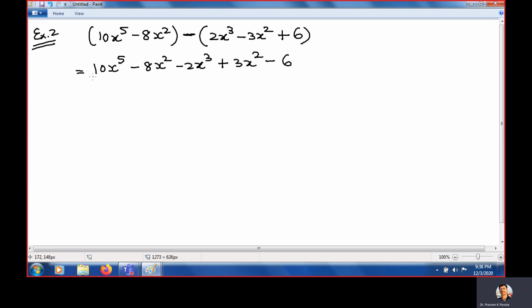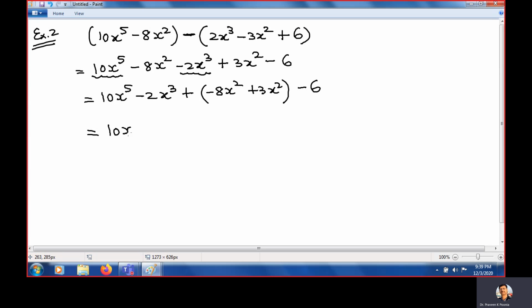Now join the terms. This is a single term. No x power 5 term. Okay. Then this is a single term, minus 2x power 3. Now there are two terms, minus 8x power 2 and plus 3x power 2. We put them in bracket and 6 is a single term.